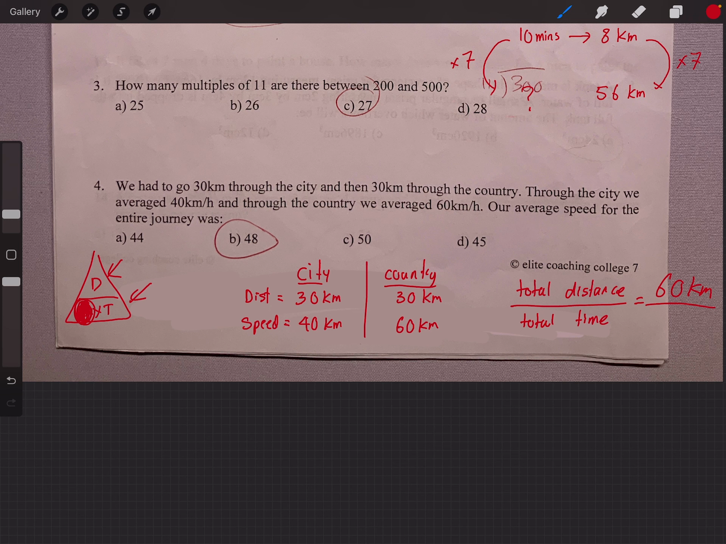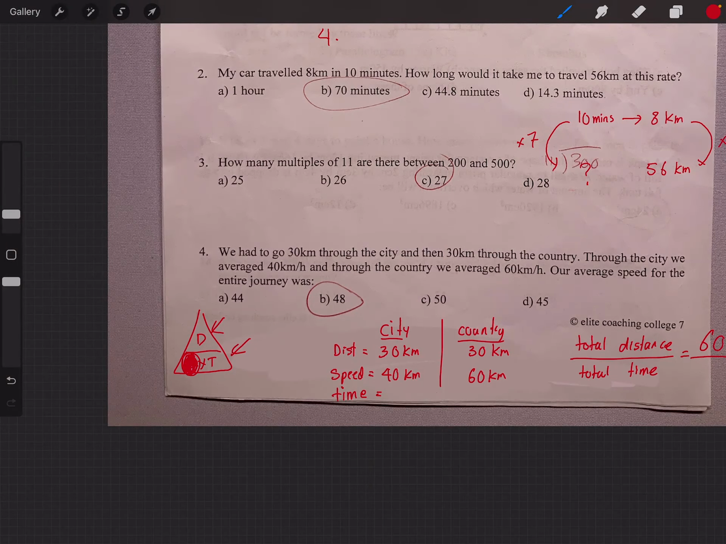Alright, so let's work out the time. How long did it take us to complete the journey in the city? Now remember, to find the time, again we're going to use a triangle. So here's a triangle, distance over speed times time. If you want to find the time, you cover up the T for time, and you get distance divided by speed. So the time for the city is equal to distance, which is 30, divided by speed, which is 40. And let's simplify that. You're going to get 3/4 of an hour.